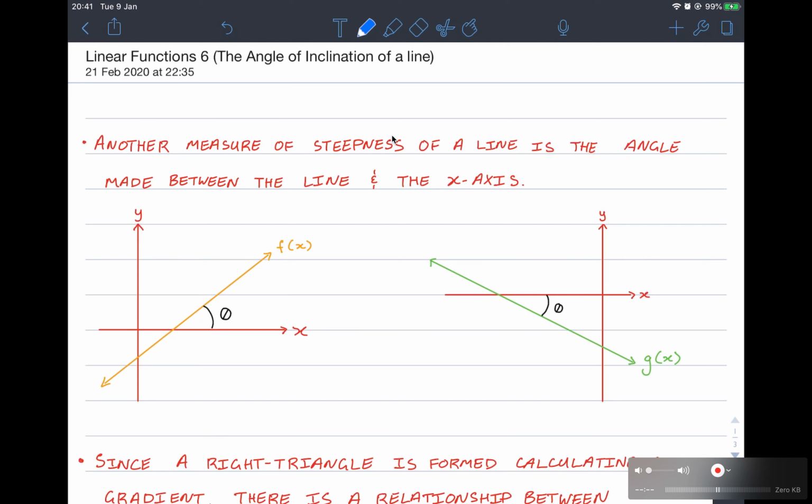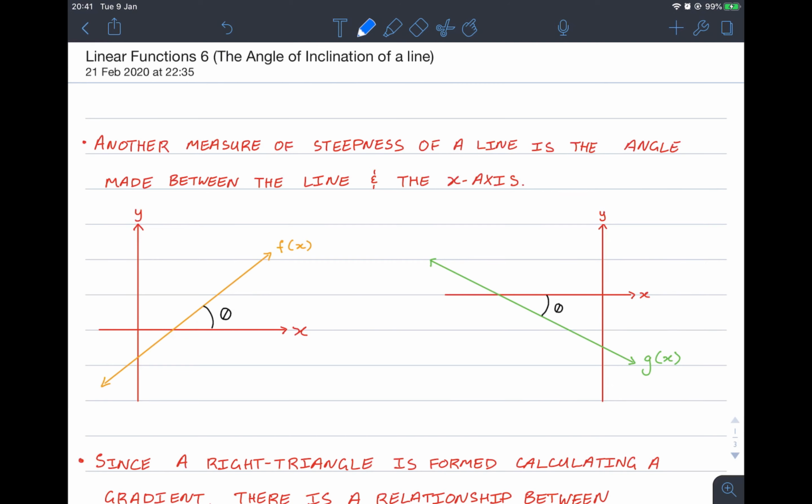This is a video tutorial on linear functions part 6. In this video we'll be looking at the angle of inclination of a line. Another measure of steepness of a linear function is the angle made between the line and the x-axis.